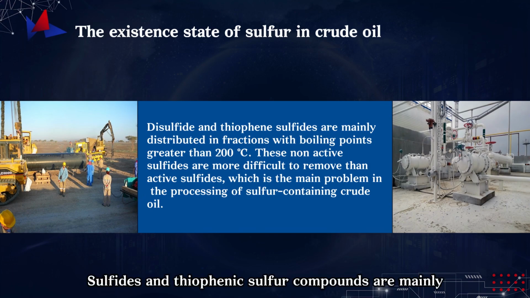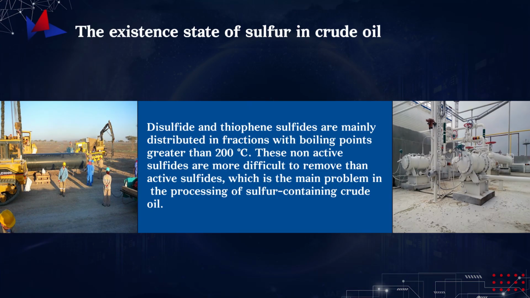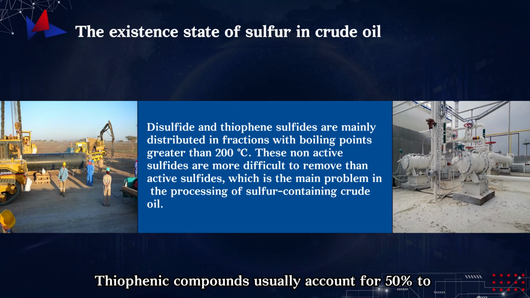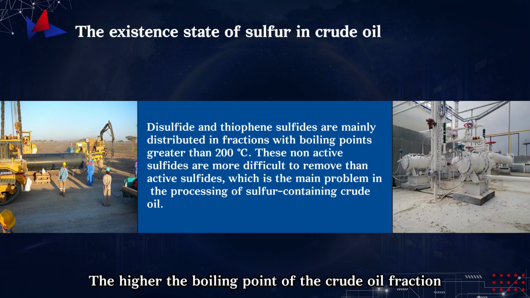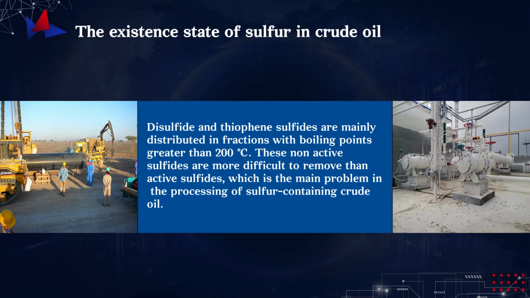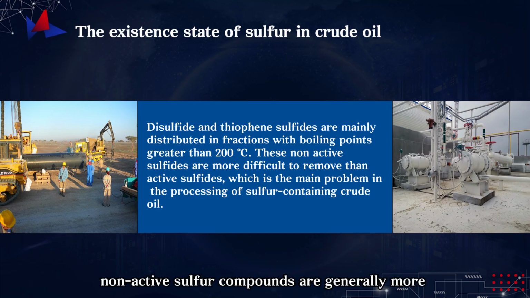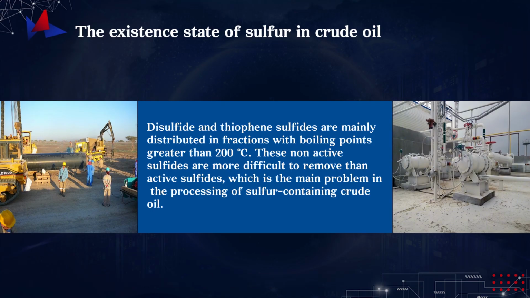Sulfides and thiophenic sulfur compounds are mainly distributed in fractions with boiling points above 200 degrees Celsius. Thiophenic compounds usually account for 50% to 70% of the total sulfur. The higher the boiling point of the crude oil fraction, the higher the proportion of this type of non-active sulfur. Moreover, non-active sulfur compounds are generally more difficult to remove than active sulfur compounds, which is a major issue in processing sour crude oil.